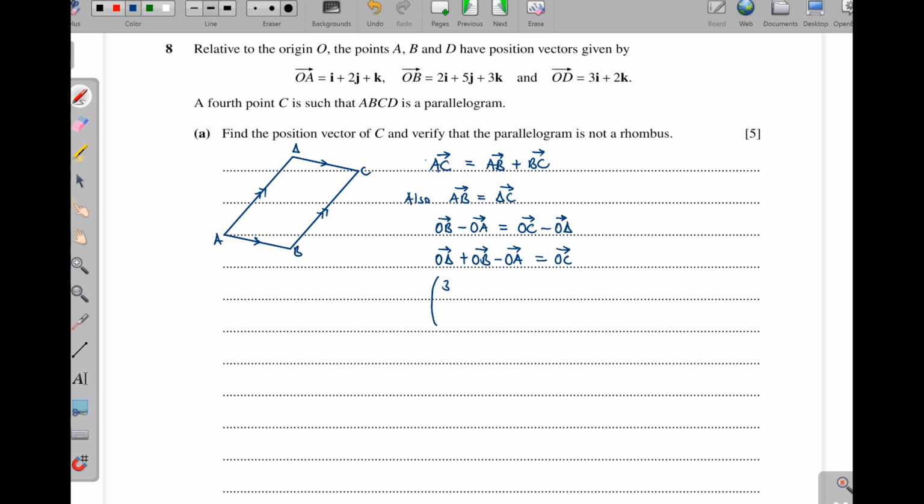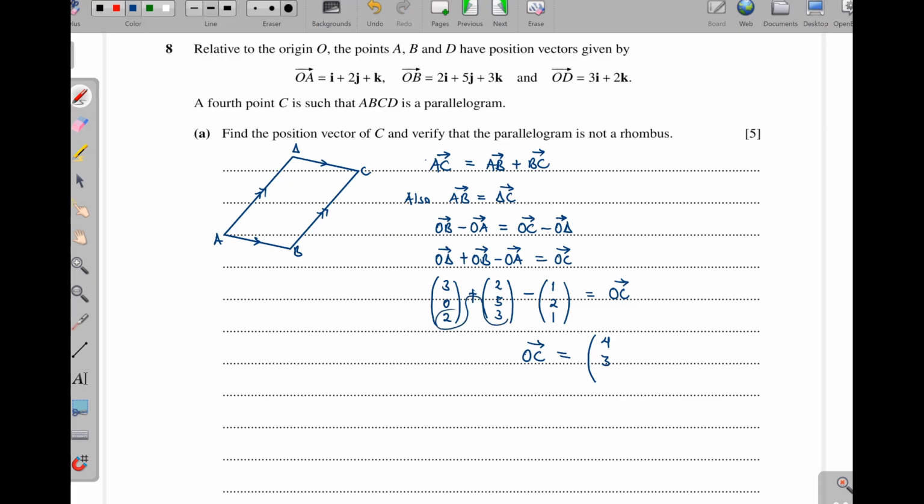So OD is 3, then 0 and 2, because we are not seeing a J in there. Then OB is 2, 5, 3. Then OA, we are seeing 1, 2, 1. Then we get our OC here. So our OC is therefore going to be 2 plus 3, that is 5 minus 1, that will be a 4. Then 0 plus 5, that is a 5 minus 2, we are getting a 3.